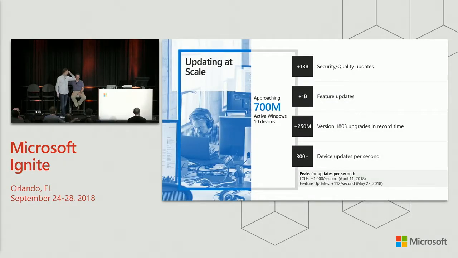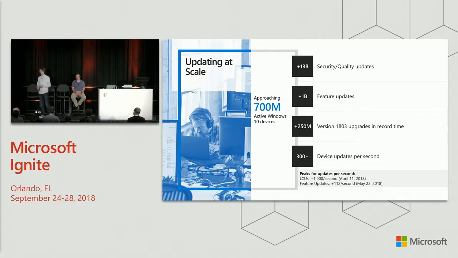So to get started, I always like to frame that we're in the update business, and we push a lot of updates out. Since we released Windows 10, we've released over 13 billion quality updates out of our service. About 1 billion feature updates to devices, and this is just Windows 7 and Windows 10 and the time frame that we've done Windows 10.